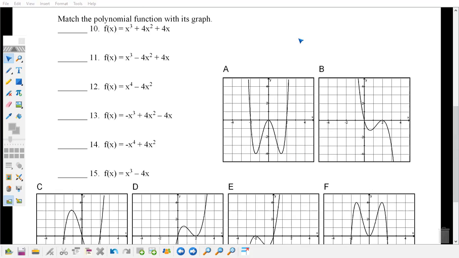Okay. And then I guess this will be, what time is it? What time do we get out of here? Okay. You should be able to finish this for class.